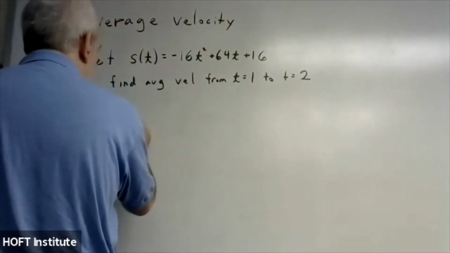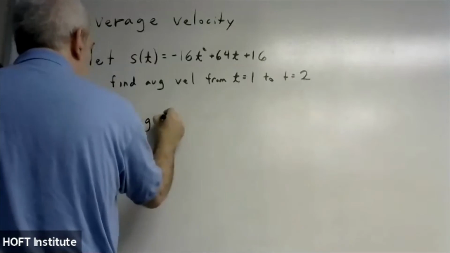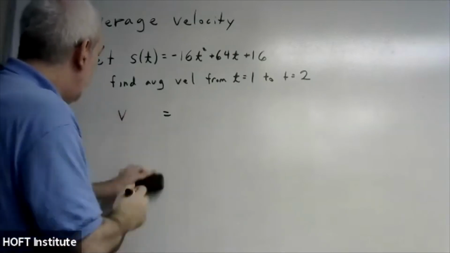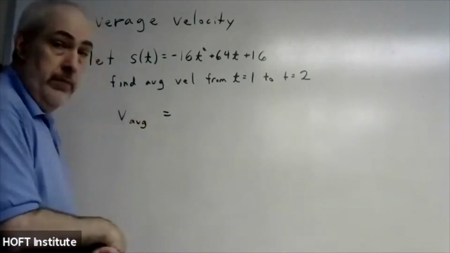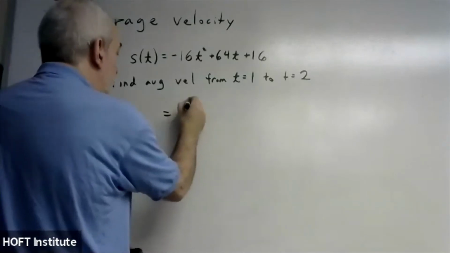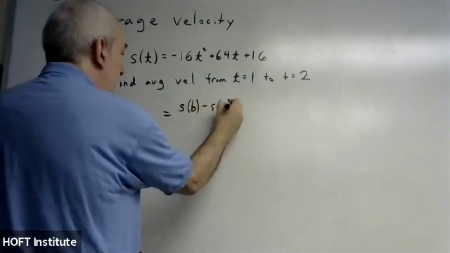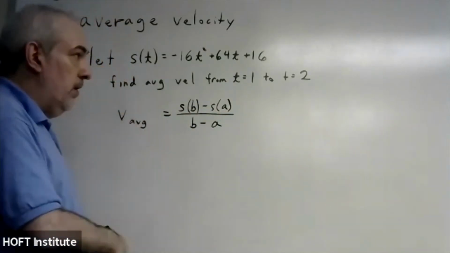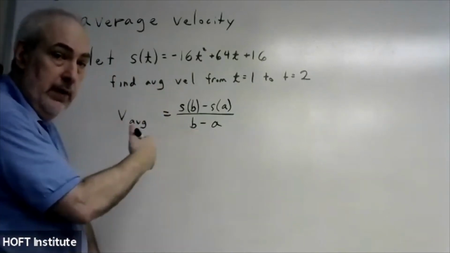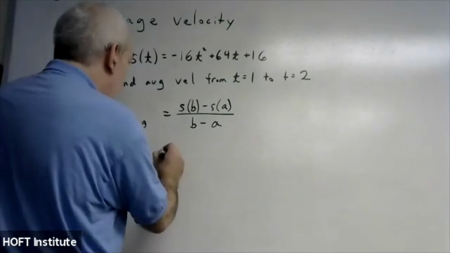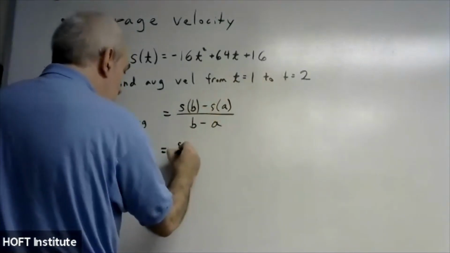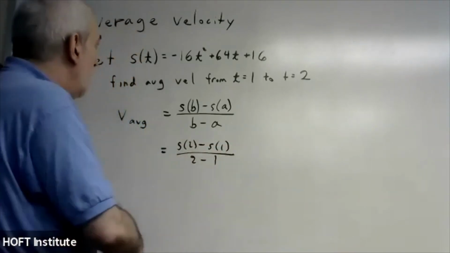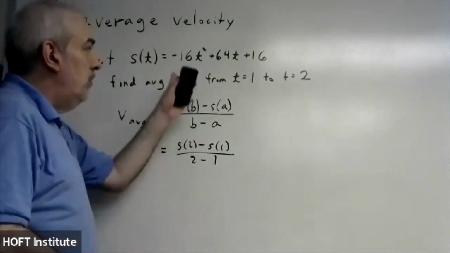The average velocity, I'll just denote with V subscript average. Let's make it smaller. There is going to be the difference in the two positions divided by the difference in the two times, where B and A are the two different times, the 1 and the 2. You see it's the exact same structure as the slope of a secant line. Okay, so if we plug in 2, we're going to get S of 2 minus S of 1 over 2 minus 1. S of 2 is what we get when you plug in 2 for time here.